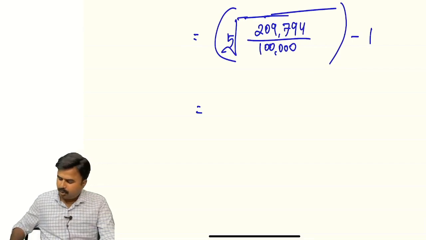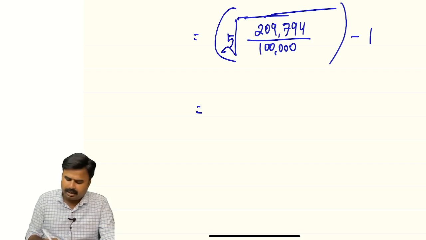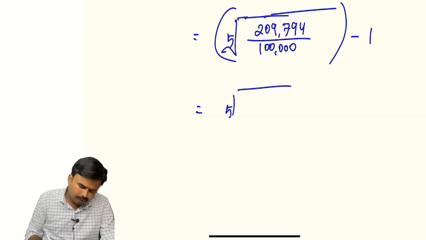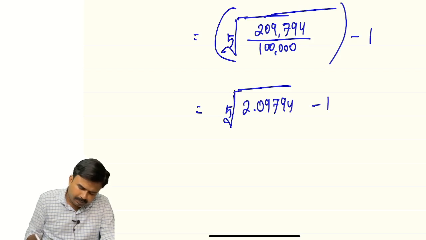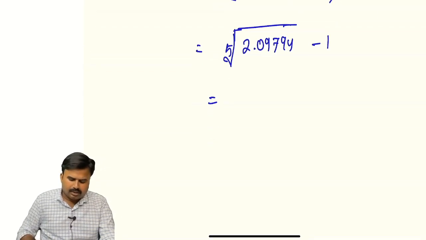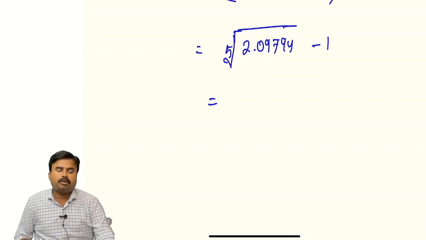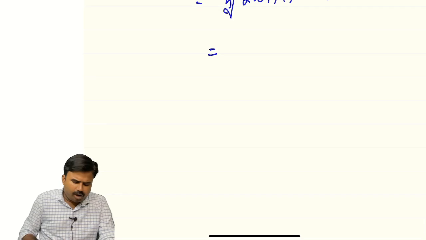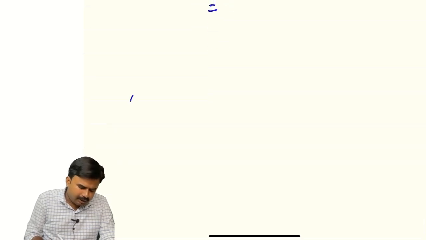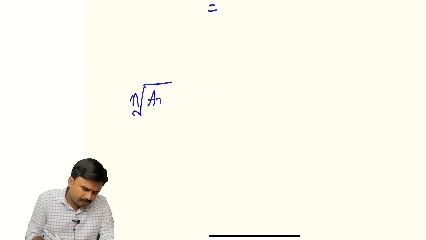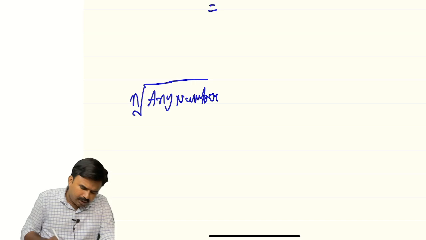See, 2,09,794 divided by 1 lakh will be 2.09794. Fifth root of 2.09794 minus 1. So, how do we take this fifth root? We have a format for calculating the nth root of any number. I'll show you.